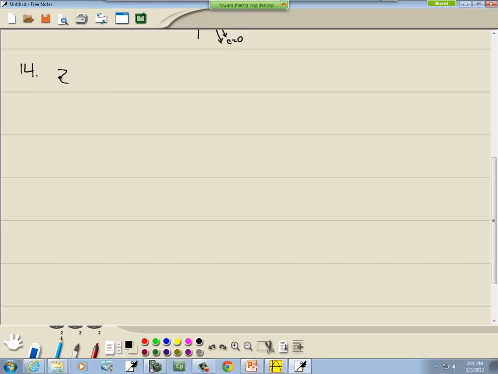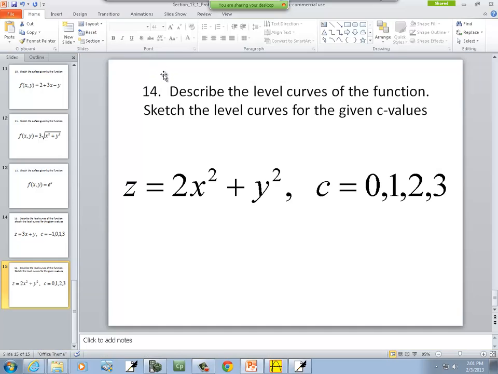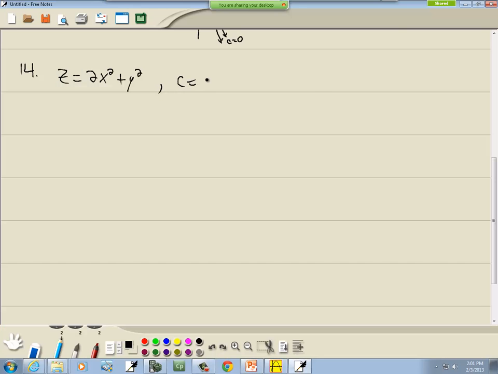Okay. And some people do these in their head and think about it. So 2x squared plus y squared, and c is equal to 0, 1, 2, 3. Now this one I am going to do on WinPlot because it's easiest that way. So let me shut my calculator down.